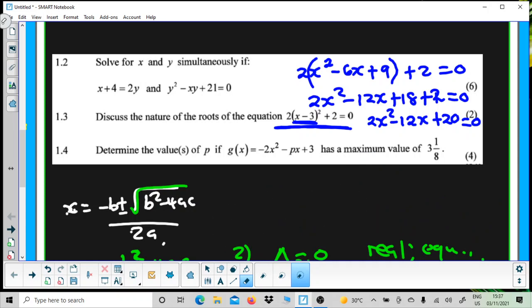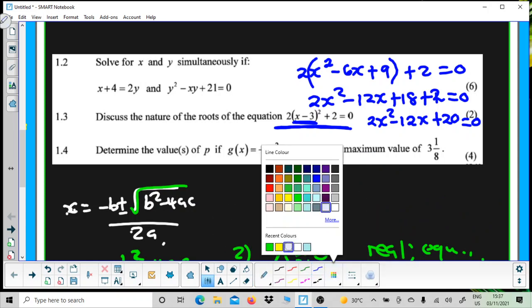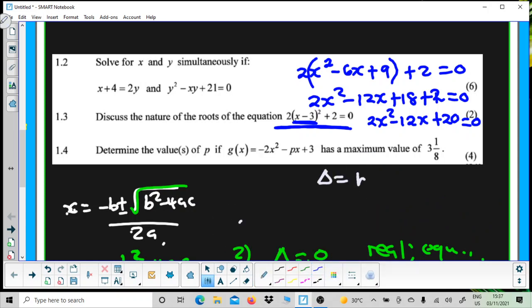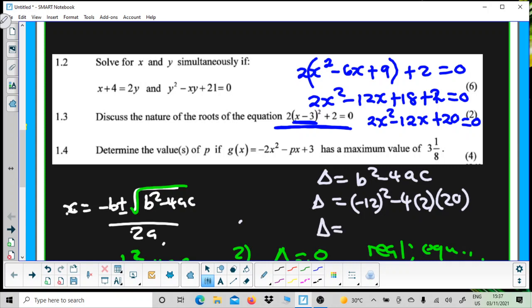How many of us can see their a there? Yeah, I'm interested in getting this. This is what I want. So I am going to put a b of negative 12 and say minus 4 and put a 2 and put 20. So at this point, what is the value of the discriminant, people?